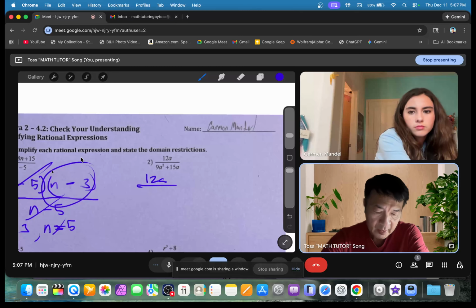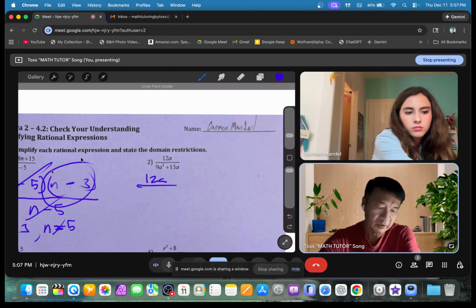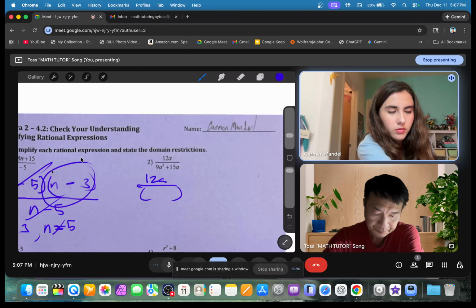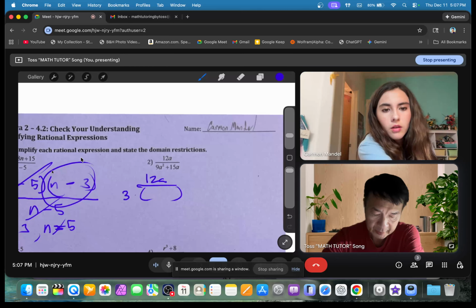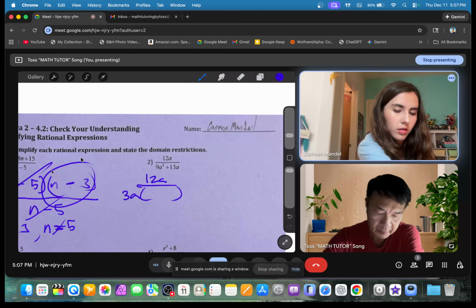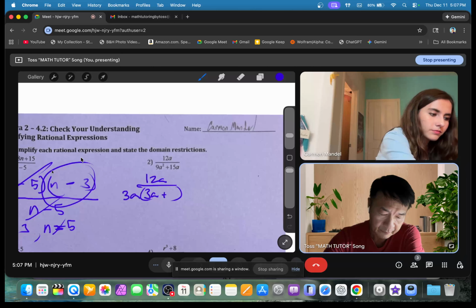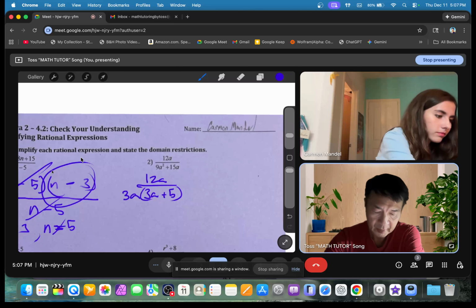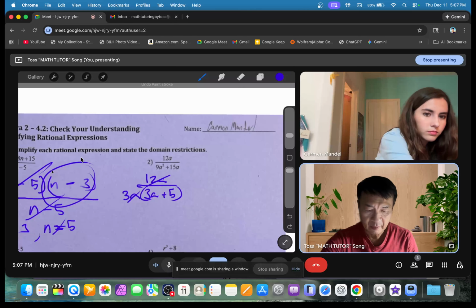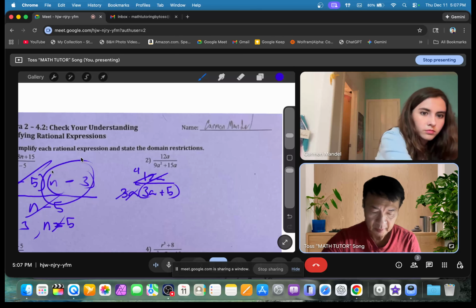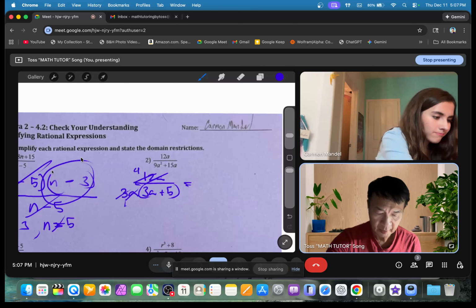And then for this one, what's the greatest common factor? The greatest common factor is going to be 3a. Yes, you got it. So it's 3a times what will give you 9a? It'll be 3a times 3a plus 5. Is that okay? Okay, good. And then you could cross cancel here. 3 can go into 12 4 times, and it's 1 time for the other. Therefore, this is what you have left: 4 over 3a plus 5.